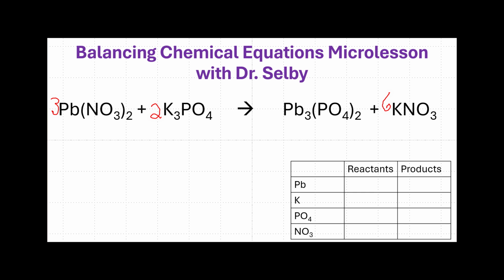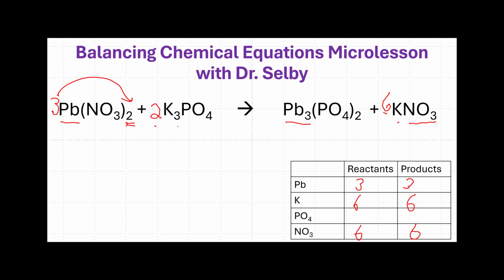Then I want to check everything. I have 3 leads here and 3 leads there, so this is 3, 3. That's balanced. This 2 is for the nitrates, but we multiply by 3, which means we have 6 nitrates in the reactants. And then this 6 times this 1 nitrate group here would be 6 nitrates in the products. We have 2 times 3 equals 6 potassium in the reactants, and this 6 times 1 is 6 potassium in the products.